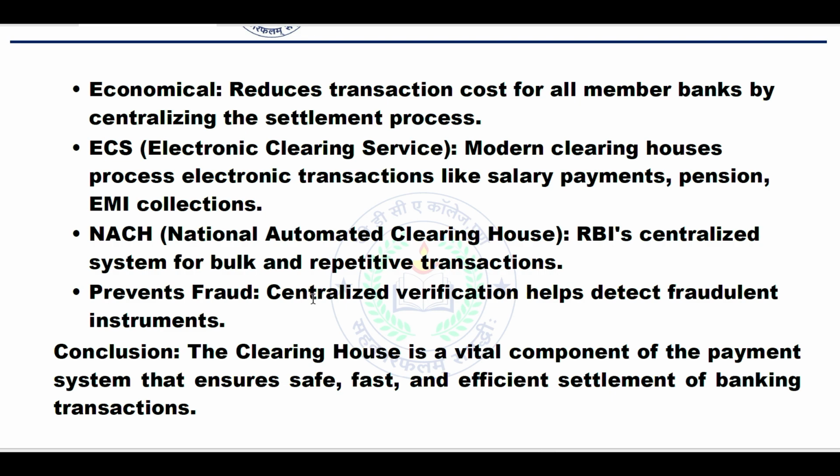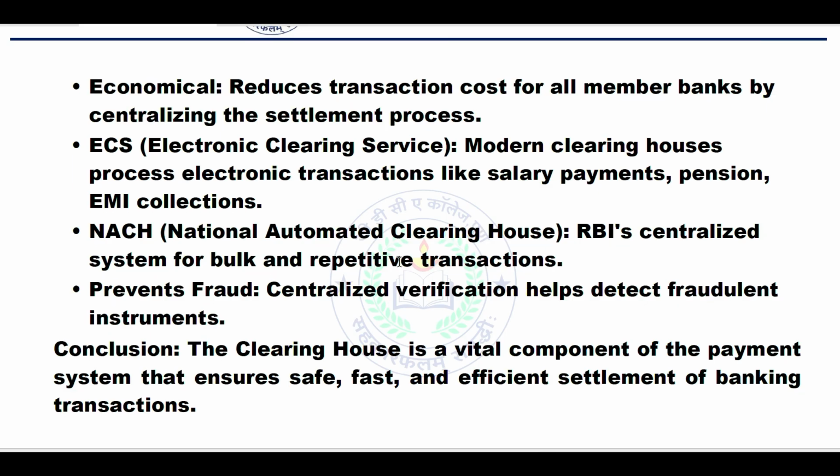And what will be the conclusion for this particular question? The clearinghouse is a vital component of the payment system that ensures safe, fast, and efficient settlement of banking transactions.